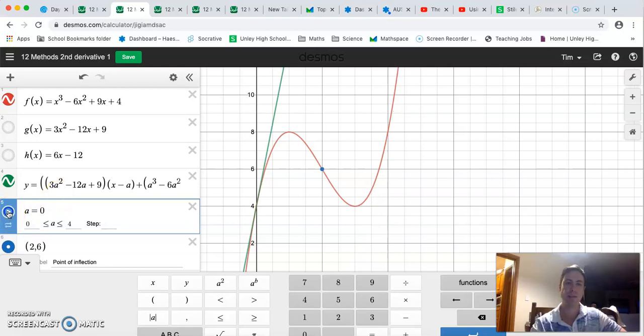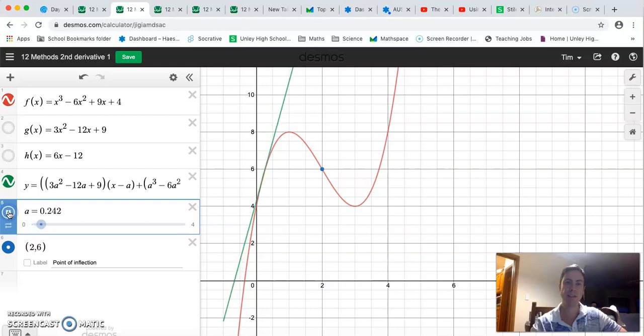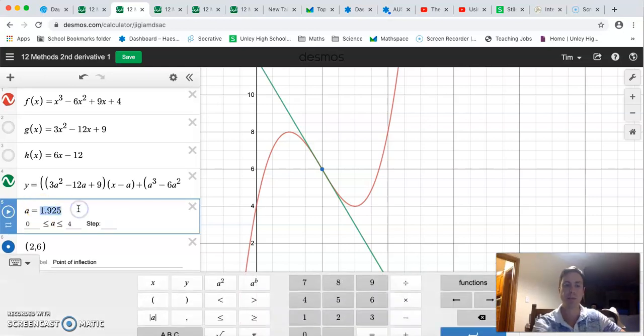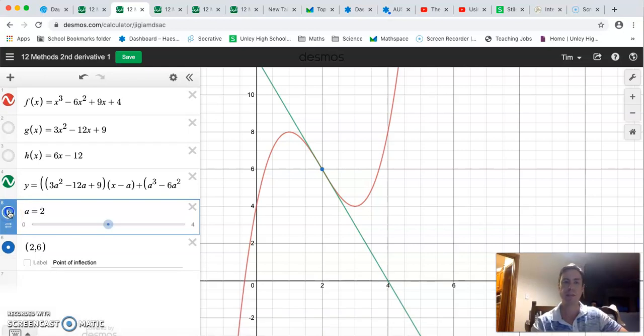Right. So we've got a decreasing gradient when we have concave down, but there comes a point at a equals 2, in this case, where the gradient itself stops decreasing, and then the gradient starts increasing, and that corresponds to this change in shape, concave up. From this point, let's go. So now the gradient starts increasing, right?